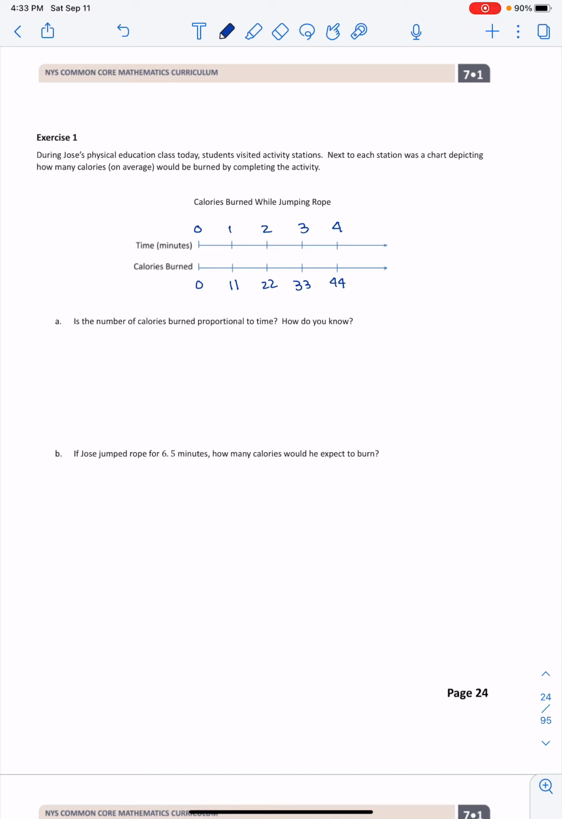So the next question is, is the number of calories burned proportional to time, and how do we know? Well, we have to figure that out. So to figure that out, I have to check y over x, because here's our x, here's our y. So we have 11 over 1. Well, that's 11. We have 22 over 2. Well, that's 11. 33 over 3. That's 11. 44 over 4. And that's 11.